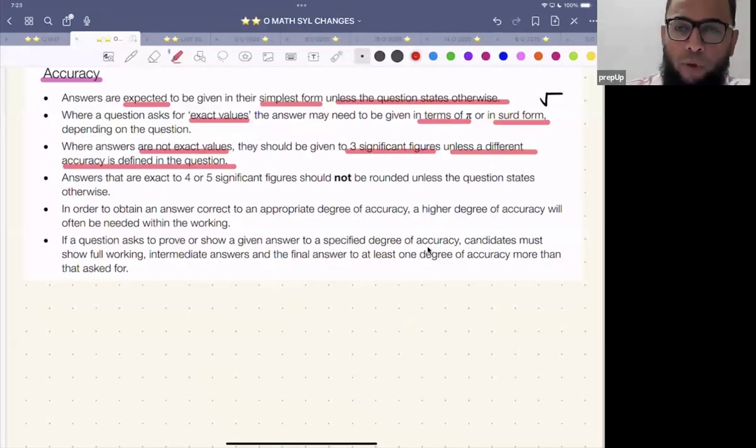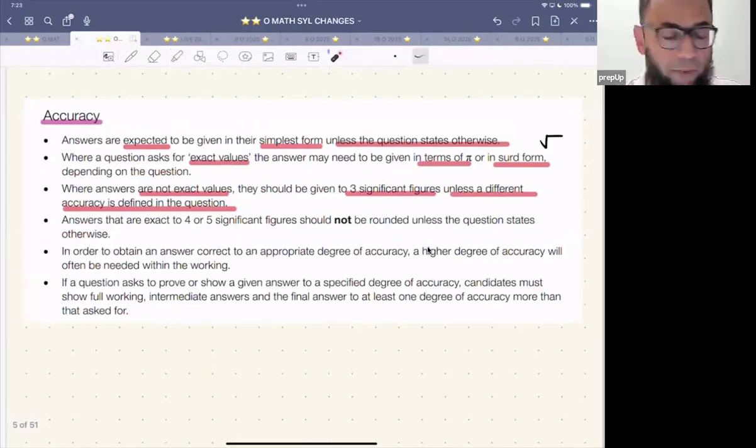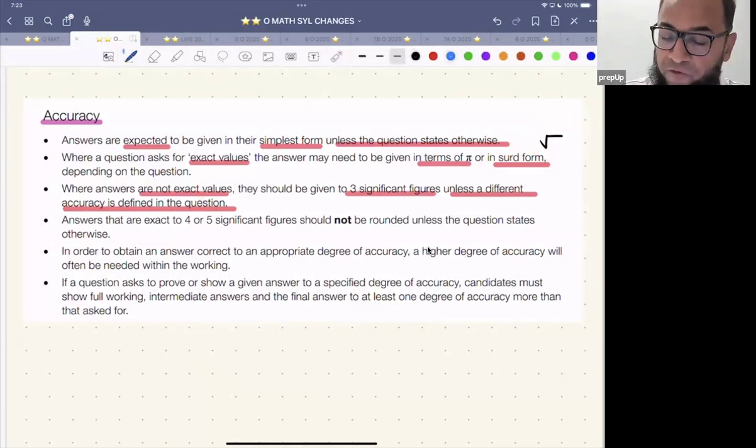So now we were talking about this thing, that we are either talking about the exact form or in terms of pi. Where answers are not exact, they should be given to 3 significant figures, therefore work in 4 significant figures. Minimum. That is the thing.